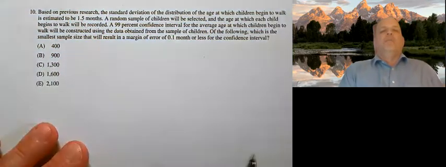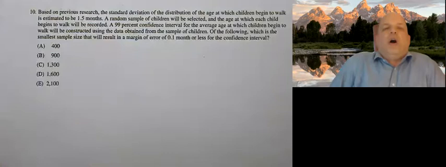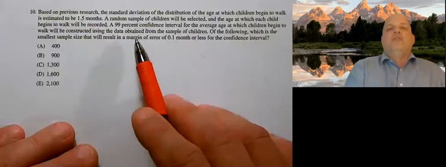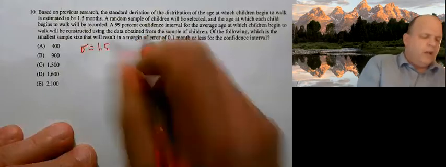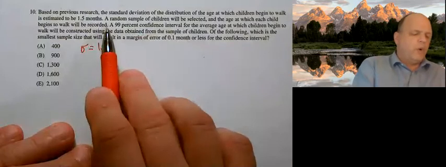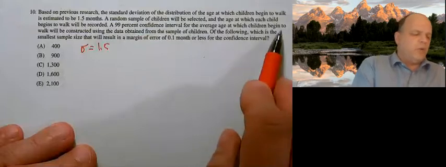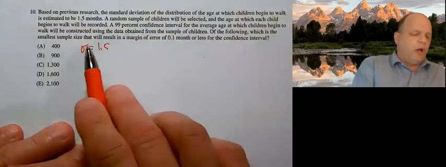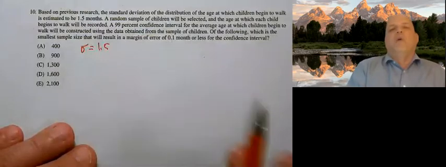Number 10, based on previous research, the standard deviation of the distribution of the age at which children begin to walk is estimated to be 1.5 months. So this is the standard deviation. So they're telling us, hey, we have a standard deviation of 1.5. A random sample of children will be selected and the age at which each child begins to walk will be recorded. A 99% confidence interval for the average age at which children begin to walk will be constructed using the data obtained from the sample. Of the following, which is the smallest sample size that will result in a margin of error of 0.1 month or less?